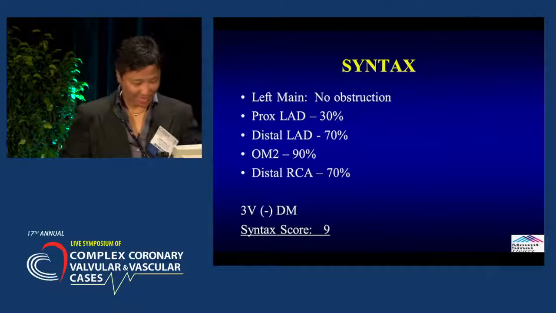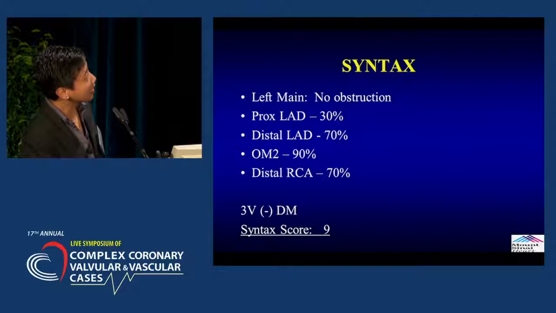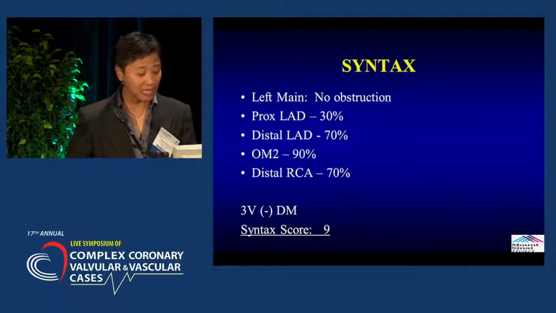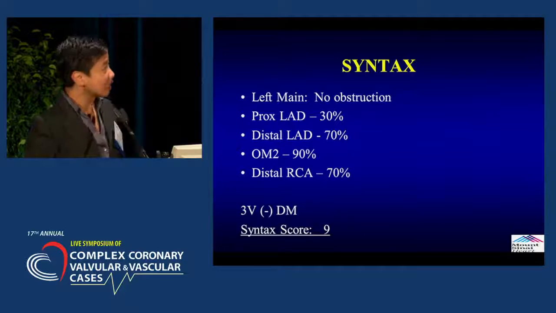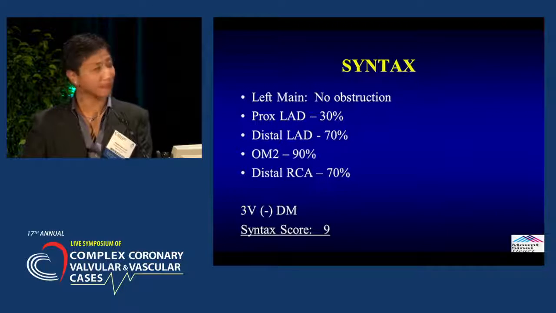All right, let's do another case. How many vessels do we have here? So 3-vessel CAD, LAD, OM, RCA, no diabetes. When you have 3-vessel disease with no diabetes, can we PCI? Yes, because the syntax score is not more than 23. So this is a PCI patient.